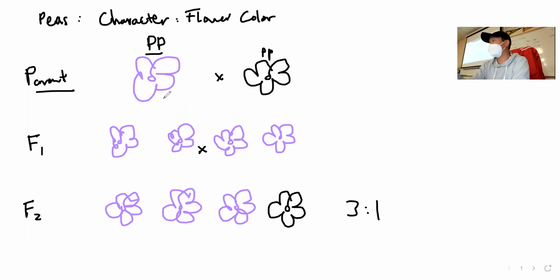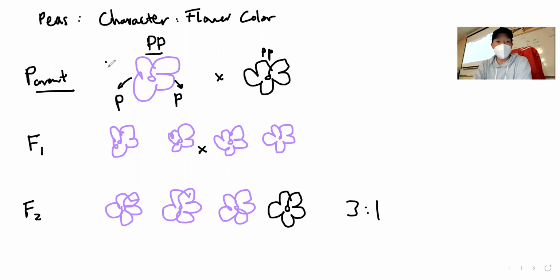Only one of them. Okay? Guys, I know you're kind of sleepy, but please don't miss this. This is really important. If you don't get this, the next couple weeks are going to be really rough for you. Okay? This flower has two, but it can only give one. Okay? It either gives a big P or a big p, but never both at the same time.